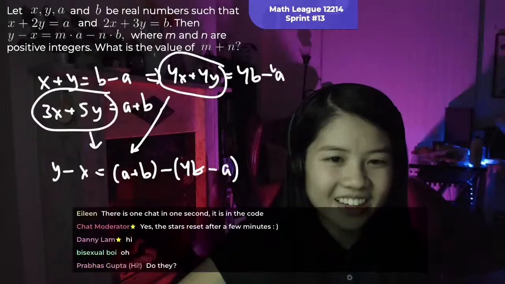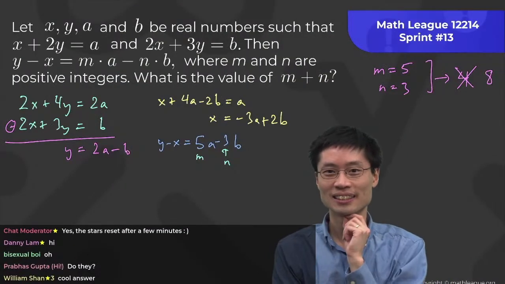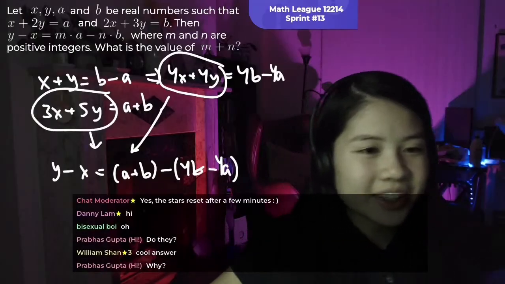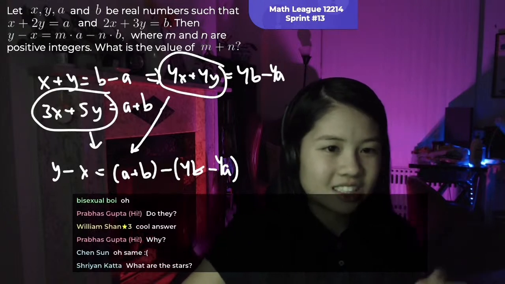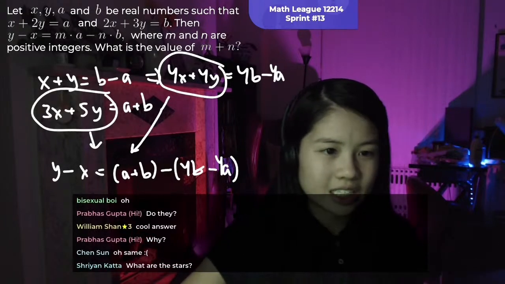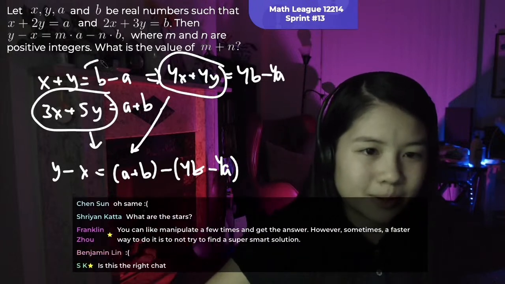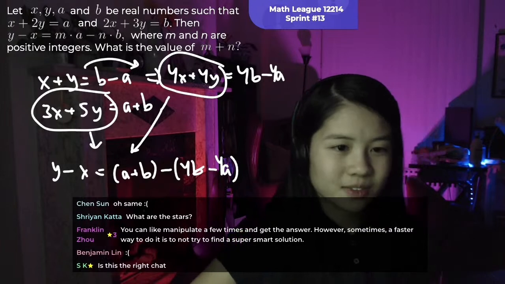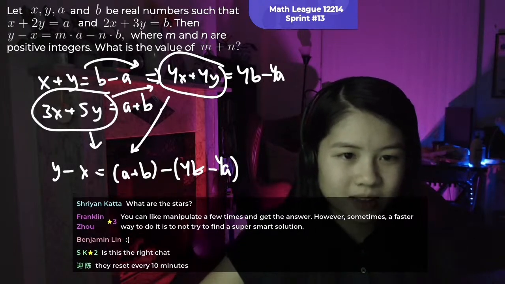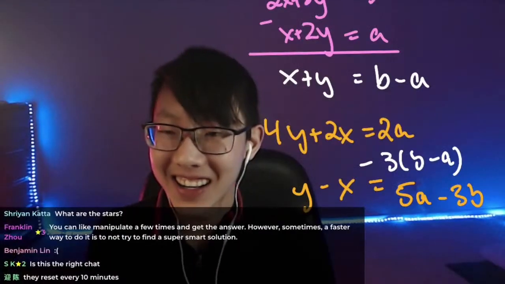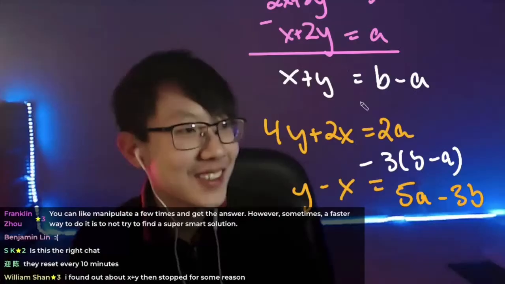I tried to do it too, and basically I subtracted the two equations and got x plus y equals b minus 3a, and then I added them and got 3x plus 5y equals a plus b, and then multiplied this x plus y by 4 to get 4x plus 4y, and then did 3x plus 5y minus 4x plus 4y and got y minus x. There's many ways of doing it. I think that's the coolest one.